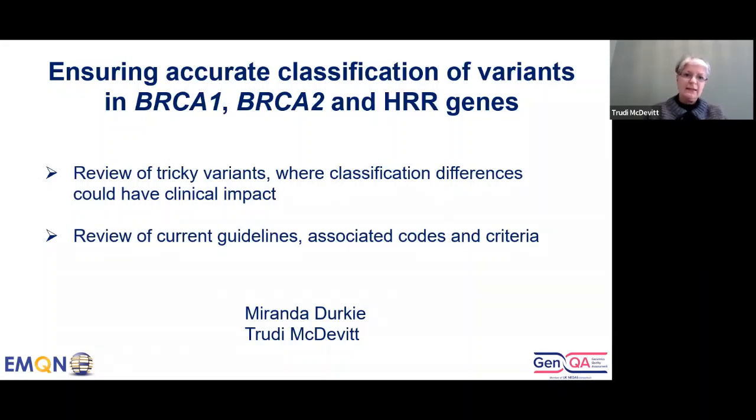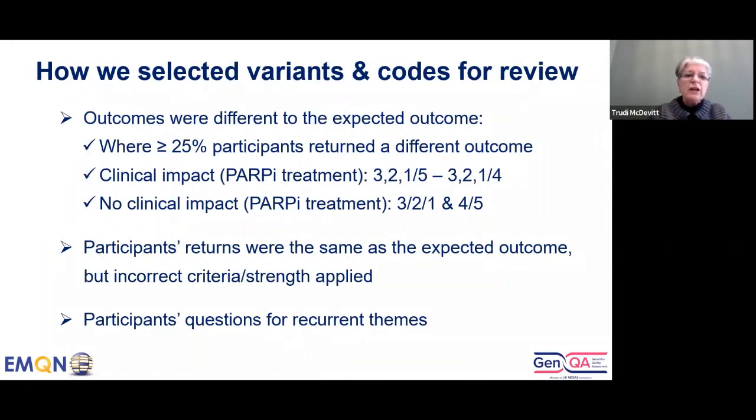So next slide, please. So in our look back then, what we did was we looked for cases where outcomes were different to the expected outcome, and where 25% or more participants returned a different outcome, where there was a clinical impact in terms of treatment decisions. So for example, where the expected outcome might have been a 5 or a 4, but we saw a 3, 2, 1 and vice versa, and also where there was no clinical impact, covering classification codes 3, 2, 1 and 4, 5.